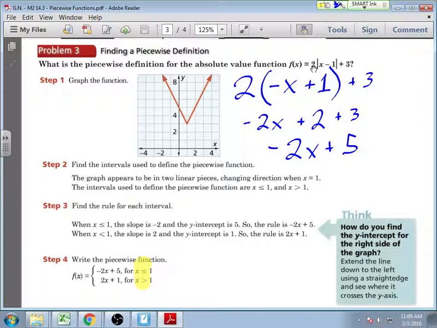Any questions on the absolute value situation? Try it on your own. Setting up the math to look at the positive situation and the negative situation, or you can call it the opposite situation if you want.